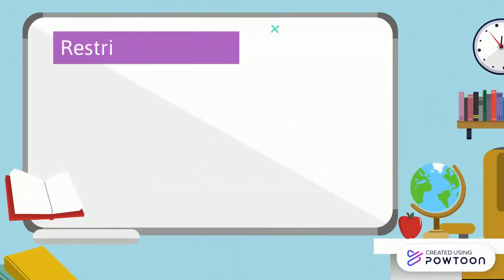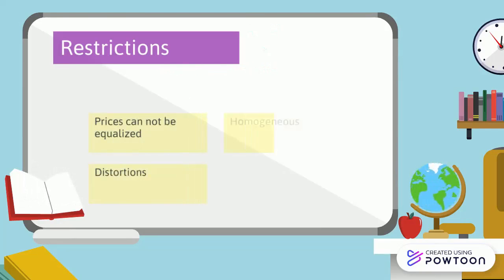When we talk about restrictions, we talk about problems. For example, the prices cannot be equalized in different countries because there exist costs such as tariffs and import quotas. Also, labor and capital are assumed to be homogeneous, meaning they must be the same. But, as we saw before, each country has a different level of resources and a different level of technology.